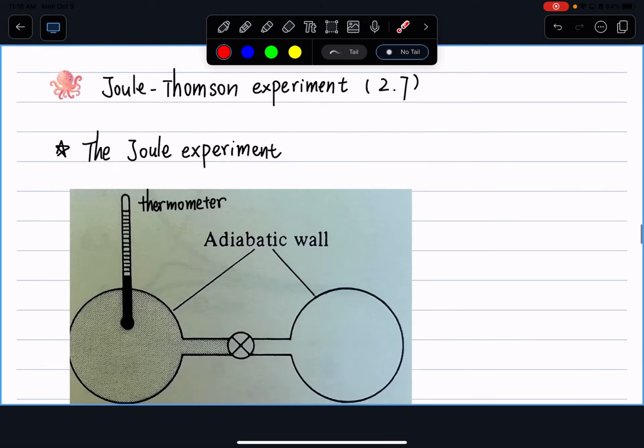This is a demonstration of how the Joule experiment is set up. You can also find this figure in your textbook. Now imagine you have two tanks. Tank A has a gas, and tank B is just vacuum. We start from only A containing gas, and tank A and tank B are connected by a valve. And in B, we have vacuum.